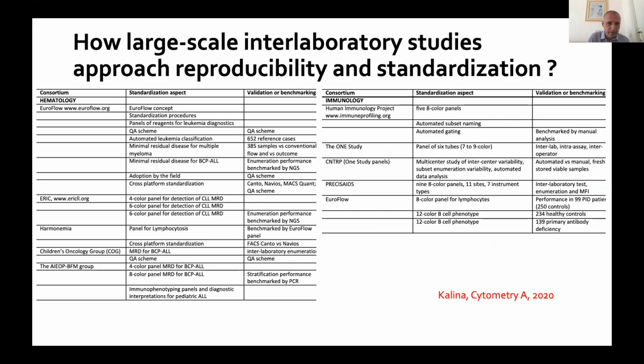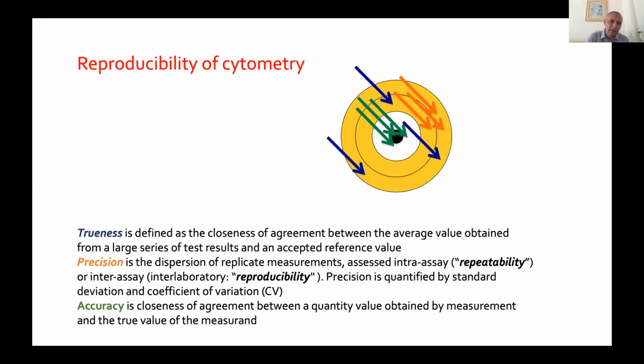This is a busy table that I just want to refer you to the paper that was published this year in Cytometry A, where I go into more detail of these assays. And in essence, cytometry, especially in a clinical practice, needs to achieve some parameters of quality, which are called trueness, precision, and accuracy. And again, the key point is, what is the question that we pose?